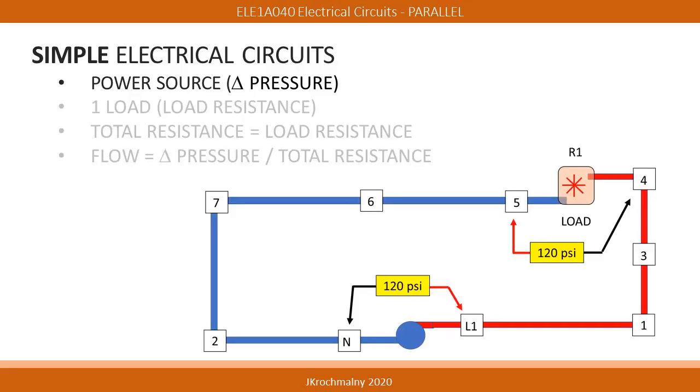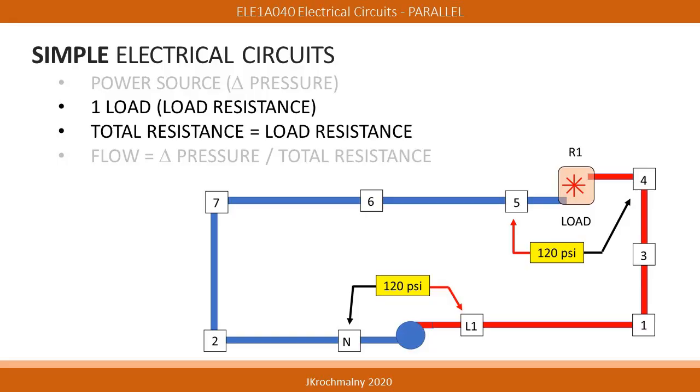Using the principles of fluid power, we can see the application of 120 psi pressure difference across the water circuit. Notice that this 120 psi pressure difference is also what is dropped across the circuit load, referred here to as R1. The total resistance to this water circuit is determined by the resistance of the R1 load.